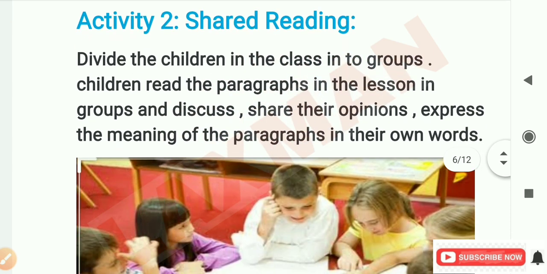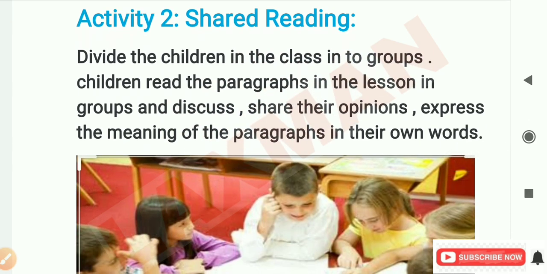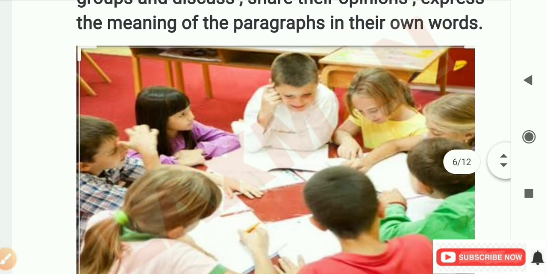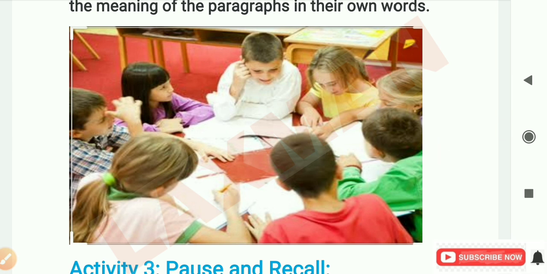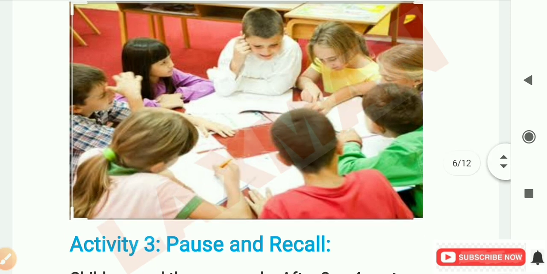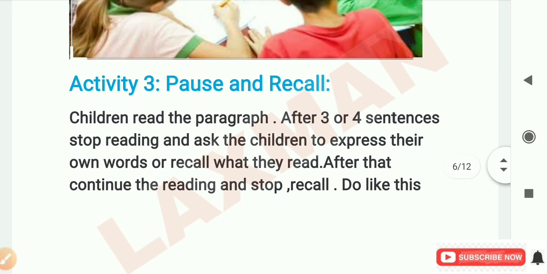Next, activity 2, shared reading. Shared reading means dividing the children in the class into groups. Children read the paragraphs in the lesson in groups and discuss, share their opinions, and express the meaning of the paragraphs in their own words. Like in this picture, we have to divide the class into groups, and they have to discuss and share their opinions or expressions in their own words about that paragraph in the lesson. Next, activity 3, pause and recall.